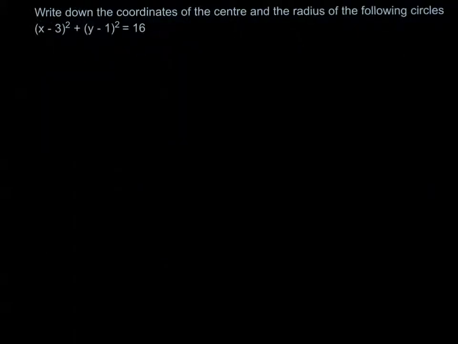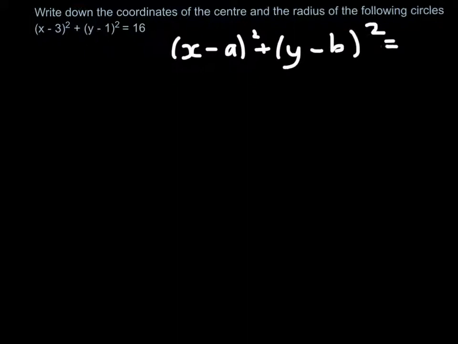Right, so let's do a few more slightly challenging ones. I want to write down the coordinates of the centre and the radius of the following circles. We start with the first one, which is just there on the left. Again, we just have to pick out A, B and R from that question. So obviously A is going to be 3 and B is 1.